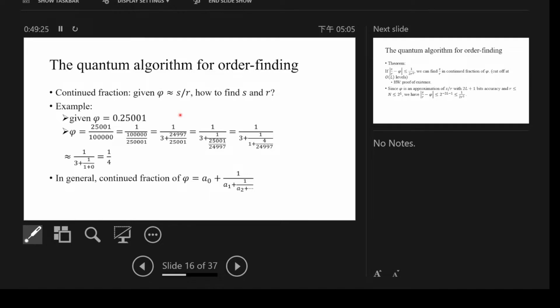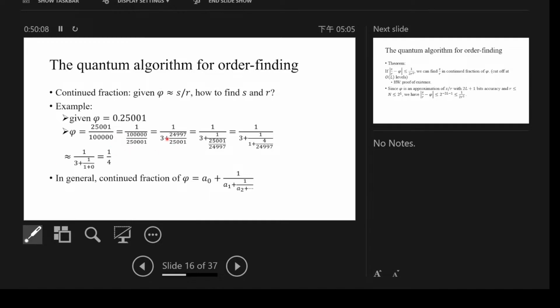Let's say we have a number psi equal to something like 0.25001, and this looks really like 0.25. How do we ask the computer to say this is 1/4? What we do is we ask the computer to calculate the continued fraction. So we have this 25001 divided by 1000000, and we flip this around and it becomes 1 over 1000000 divided by 25001.